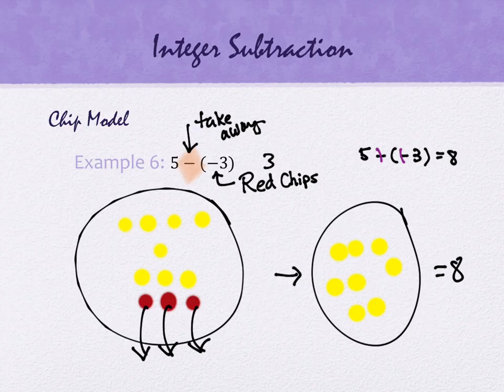But you may not have really understood why you did it. And this is a picture with chips of why it works. I put things in 0 pairs, and then I remove the negatives out. I removed out the negatives. I'm left with 8 positives. This is the number 8.